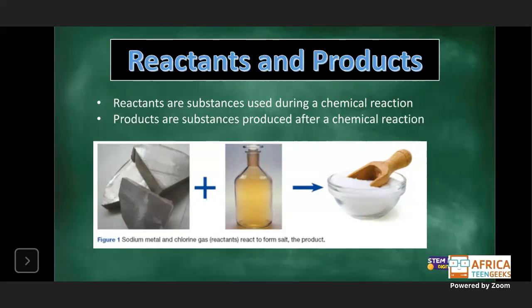So here in this picture, guys, we have an example of sodium metal and chlorine gas, which are our reactants, forming salt. All right. So remember, you should be able to define a reactant and you should be able to define a product. All right.